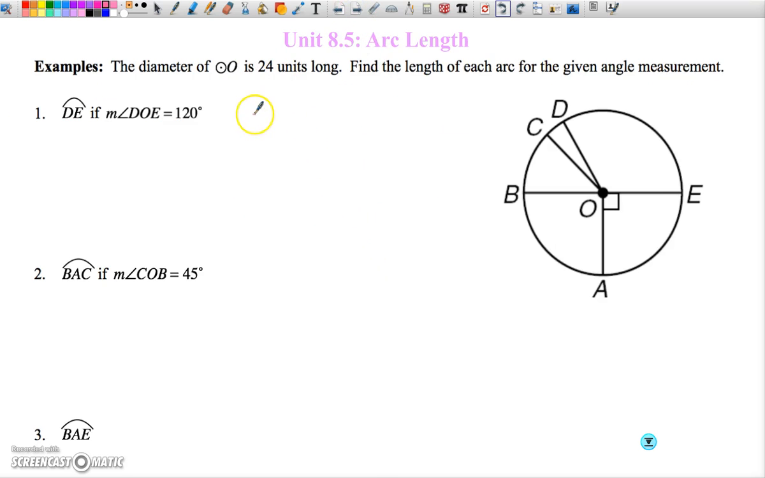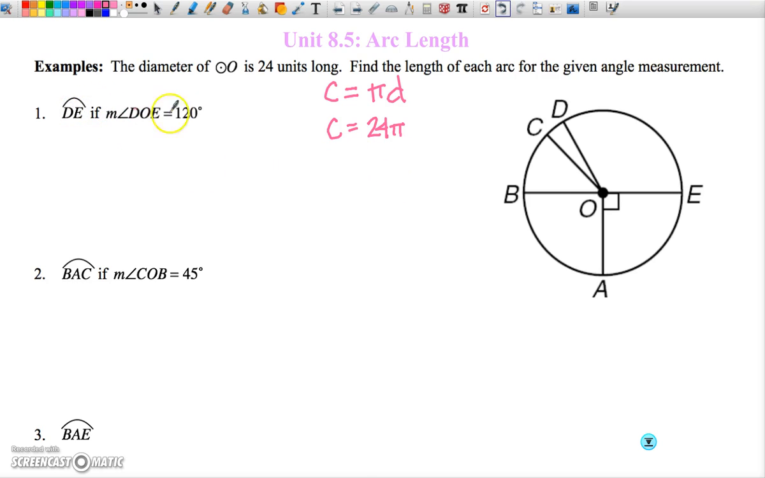So for what I'm going to do, since we need the circumference to find the arc length, I'm going to take the circumference, which is pi times the diameter, and the diameter is 24, so it is 24 pi. And I'm going to leave it like that.